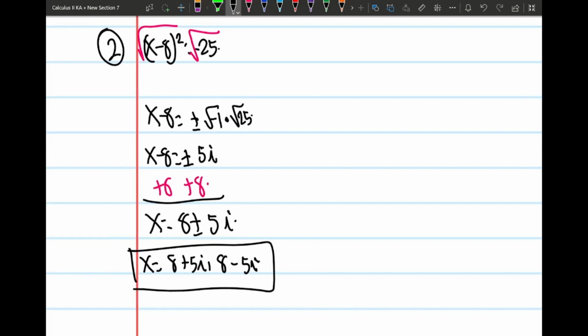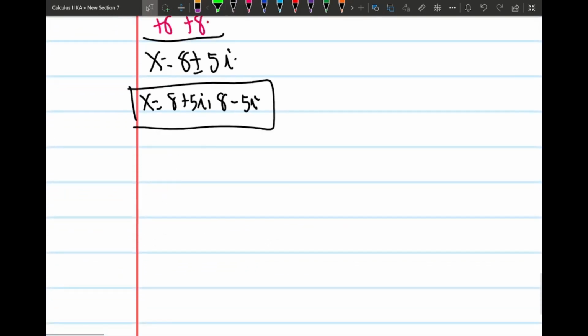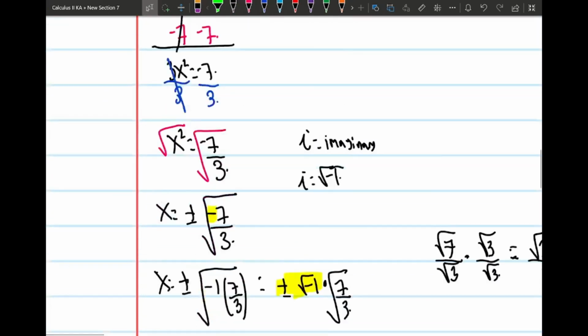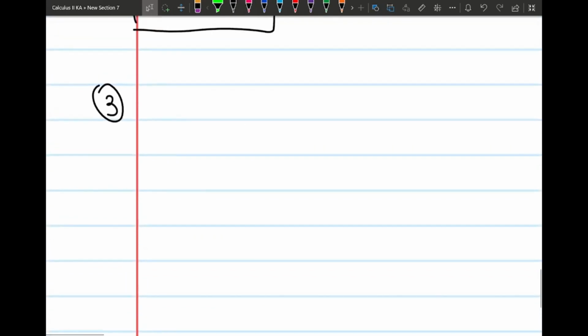Okay, guys, that is number 2. Number 3, we have, let's see here, 3x squared plus 4 equals 0.